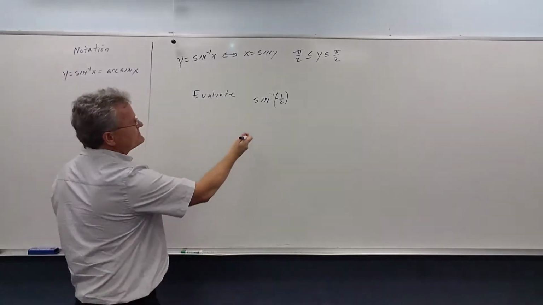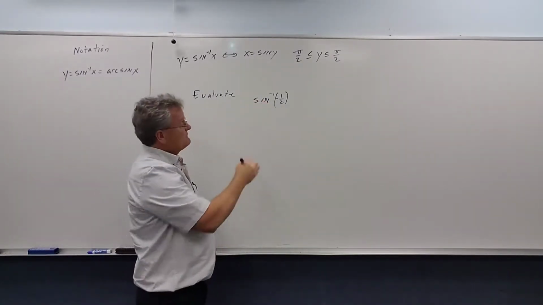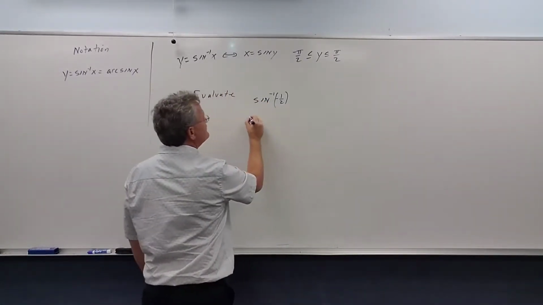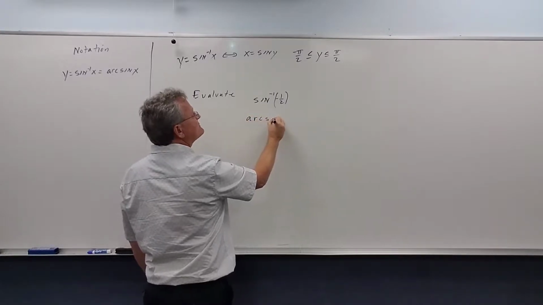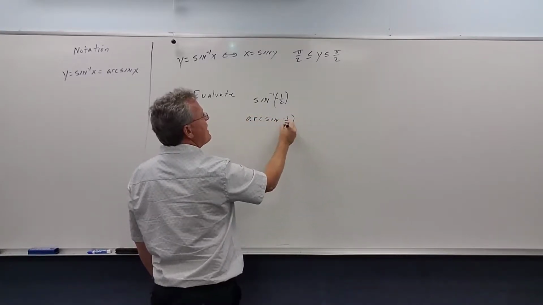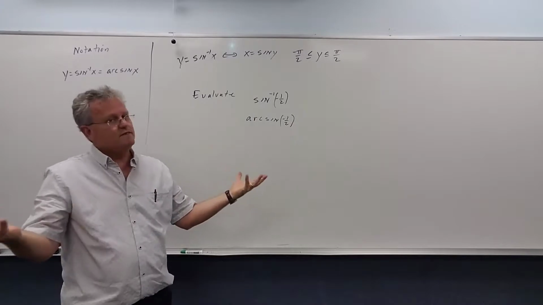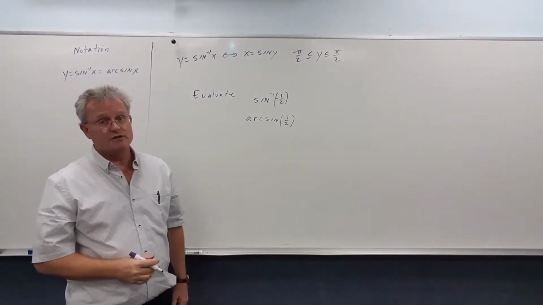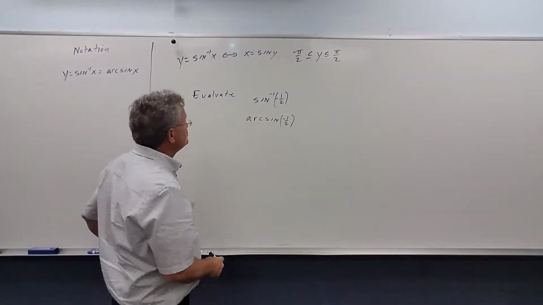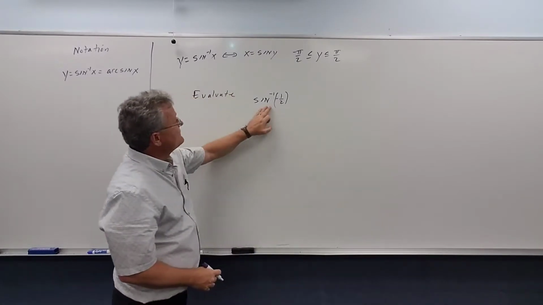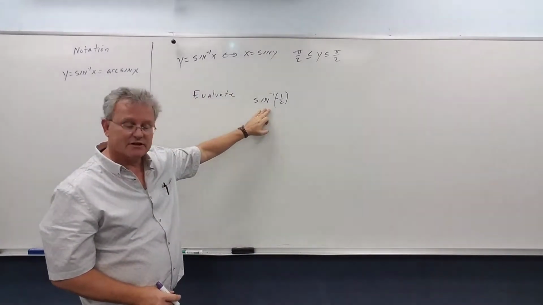So in other words, instead of writing this, I could have said evaluate arc sine of negative 1/2. These two mean the same thing. They're just different notations. All right. So to evaluate this, let's just go back to the definition.